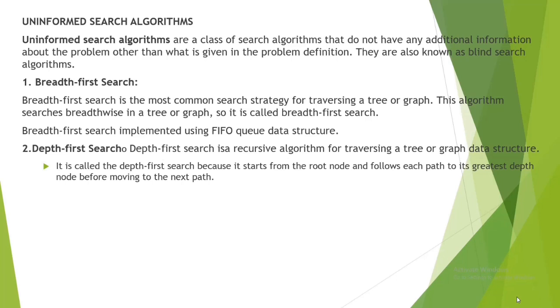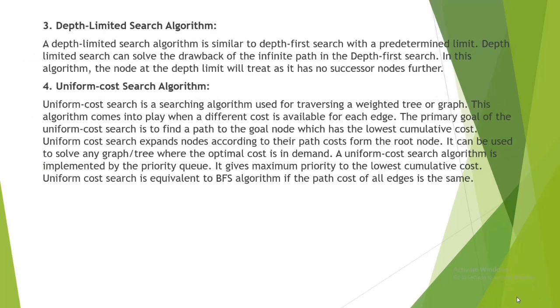Depth first search is a recursive algorithm for traversing a tree or graph data set. It is called depth first because it starts from the root node and follows each path to its greatest depth node. Then next, depth limited search and uniform cost search. So these are some uninformed search algorithms. Depth limited search is similar to depth first search with a predetermined limit. Depth limited search can solve the drawback of infinite paths in depth first search. In this algorithm, the node at the depth limit is treated as if it has no successor nodes.